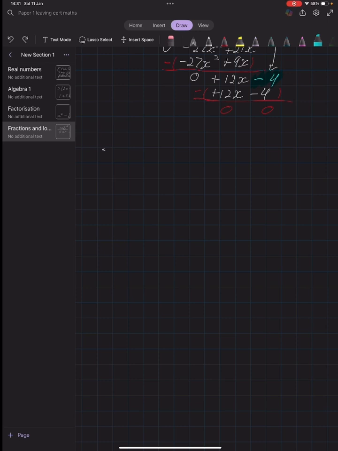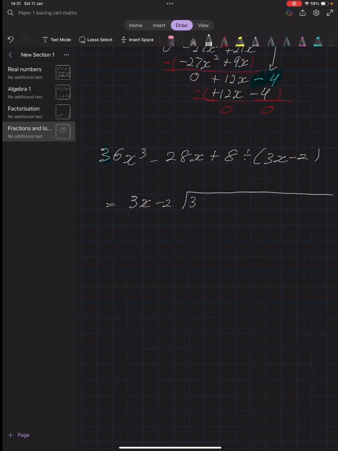So if you have something like 36x cubed minus 28x plus 8 divided by 3x minus 2, you do the exact same thing. You do 3x minus 2 into 36x cubed plus 0x squared. This is extremely important. So even though there isn't an x squared there, you need to act as if there is and just write plus 0.